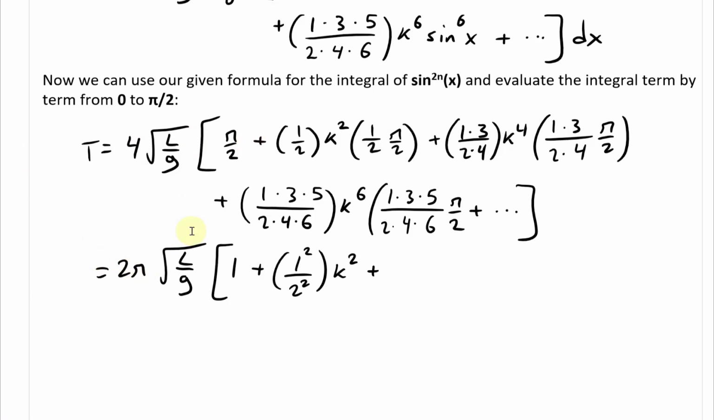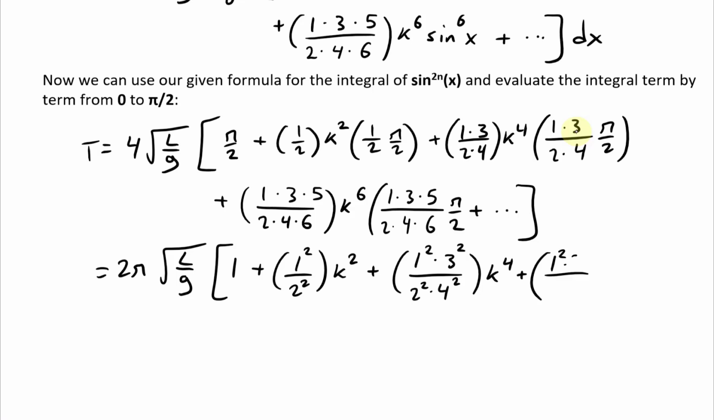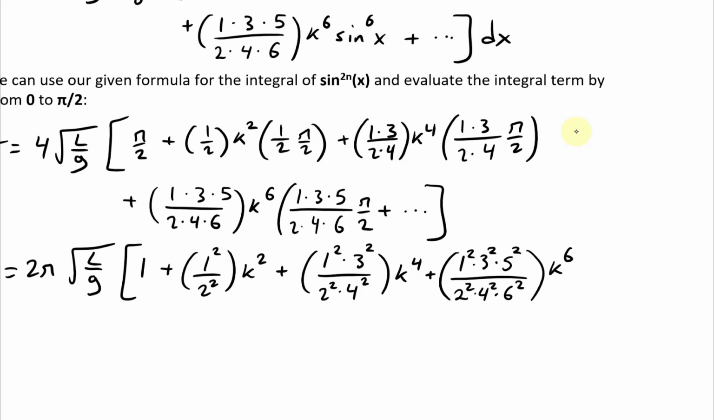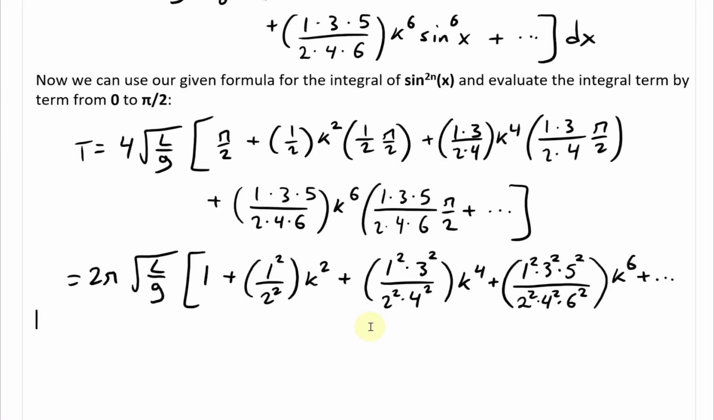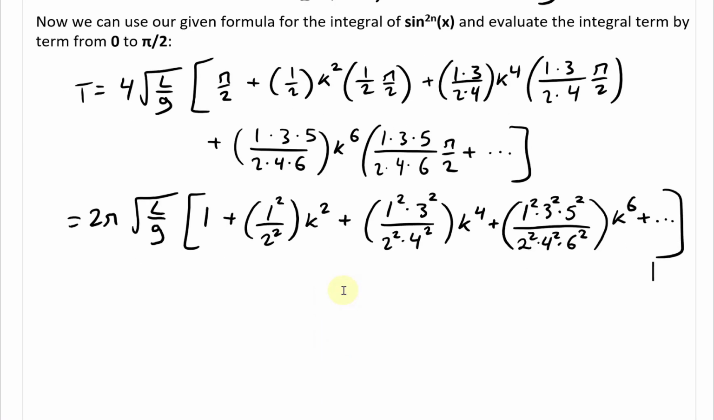Now the next one, all these ones are going to power up: 1 squared times 3 squared over 2 squared times 4 squared, and this is going to be our k to the power 4. And lastly, here we get 1 squared times 3 squared times 5 squared over 2 squared times 4 squared times 6 squared. Then we're just going to bracket this, and this will be our k to the power 6 plus dot dot dot. Just move it over here and box that in. Let's do a better box. That's pretty epic stuff we got here.